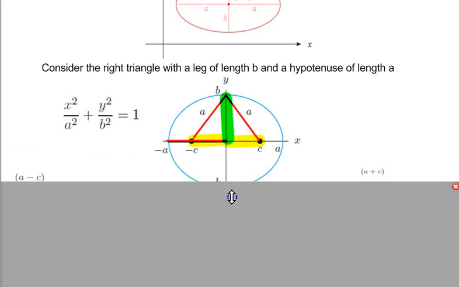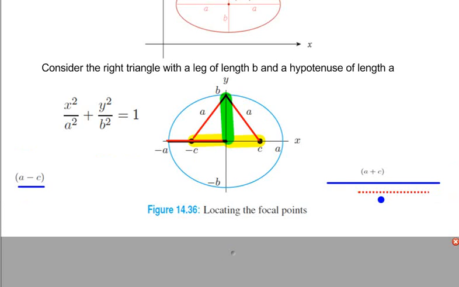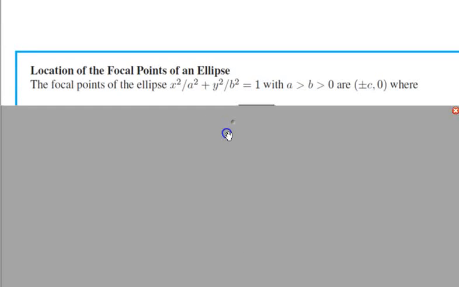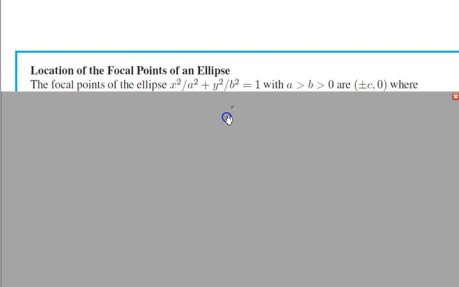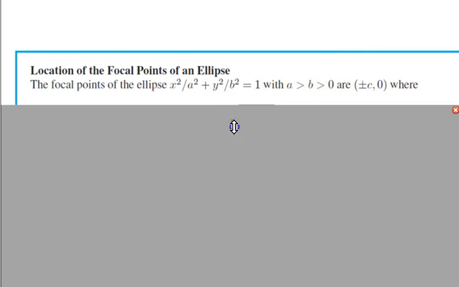And so now we have a way of describing how to locate the focal point. In general, the focal point is going to be plus or minus c comma 0 only if the ellipse is centered at the origin. If it's not centered at the origin, then it's going to be h plus c comma k and h minus c comma k.